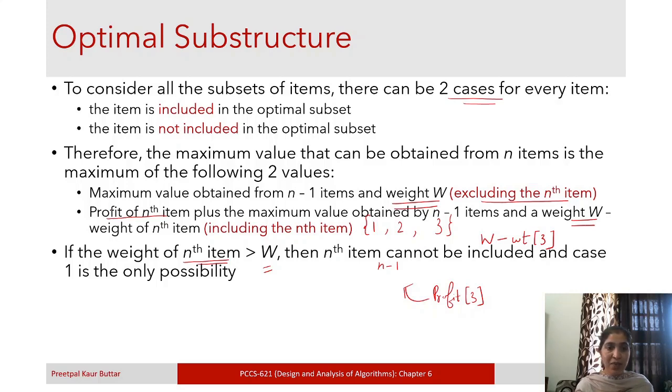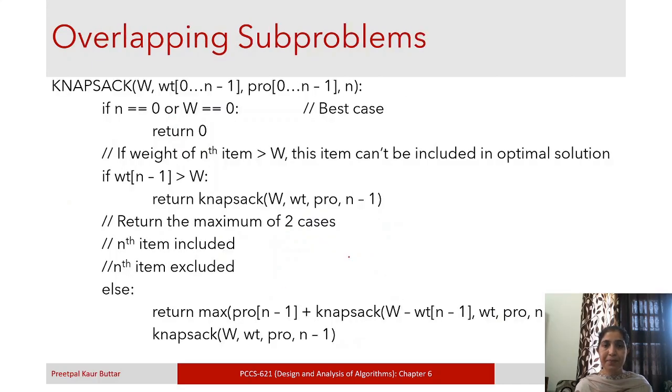So this case 1 is the only possibility if the weight of the nth item is greater than the capacity of the knapsack, right? So this is how this simple solution is implemented. Okay, so let me go through this solution.